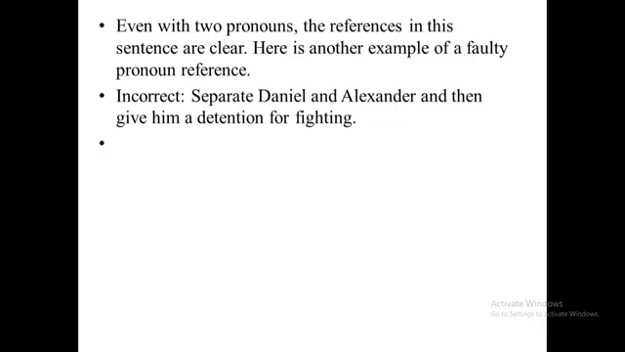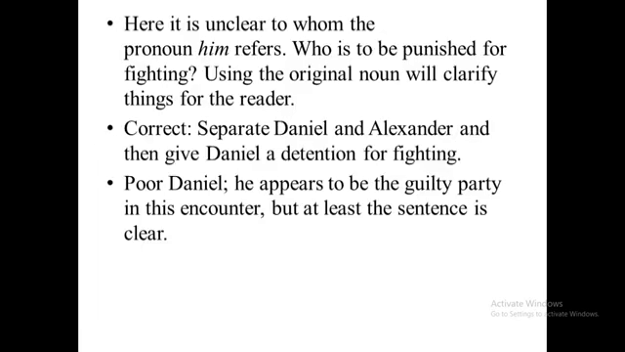The incorrect one is: separate Daniel and Alexander and then give him a detention for fighting. Now, two persons are being discussed here, but next he is saying give him a detention. So you are using plural nouns, but then you say him. So this is not clear. Here it is unclear to whom the pronoun him refers. Who is to be punished for fighting? Using the original noun will clarify things for the reader.